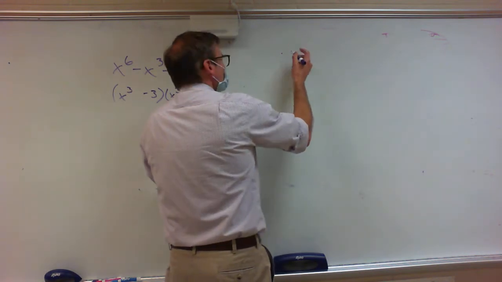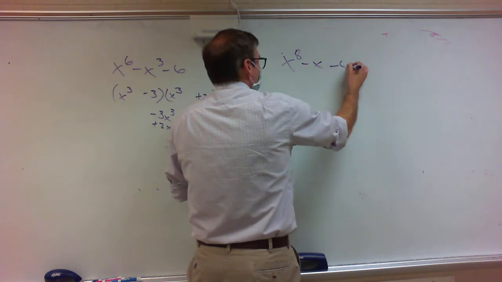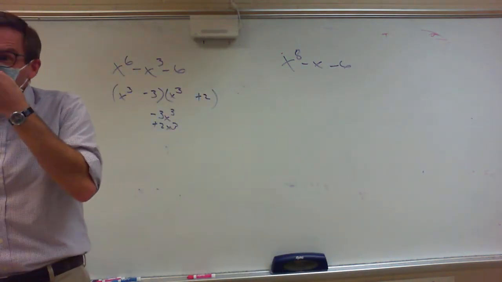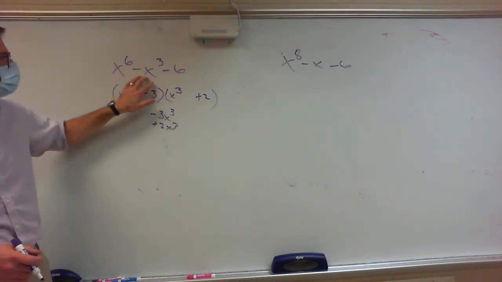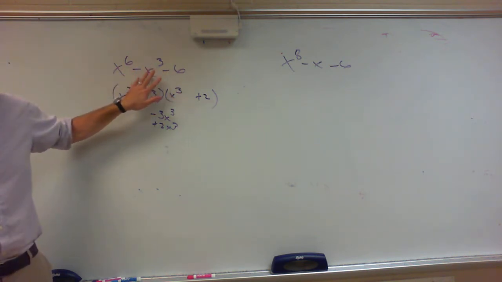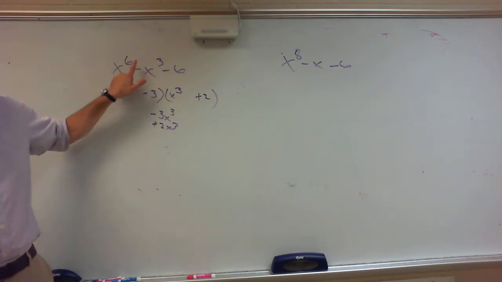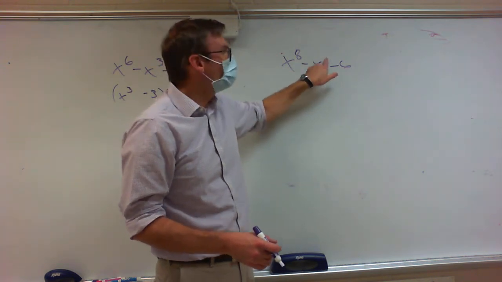Well, what if I gave you this one? x to the 8th minus x minus 6. Is this in quadratic form? No. So, one of the patterns to make sure something's in quadratic form is that there's a relationship between these exponents. What's the relationship between these exponents? Common exponent of 3? Multiples of 3? Half. This is half of this one.